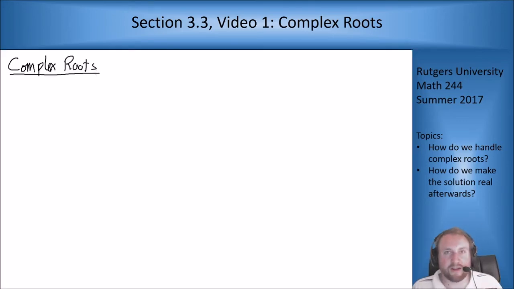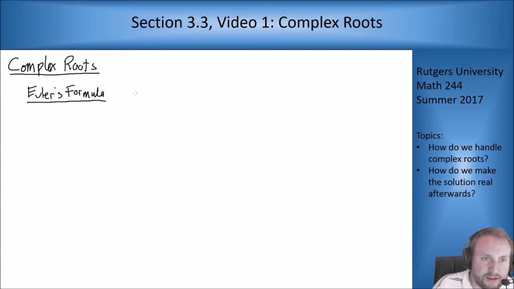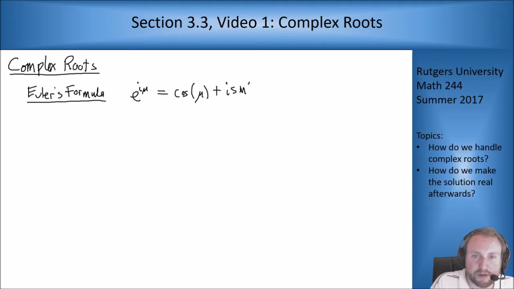There are two main facts that we're going to use in talking about complex roots for the characteristic equation. The first is discussed in the complex numbers video and is also covered in the book: Euler's formula. If I have the exponential of a complex number, say e to the i mu, where i is the imaginary unit and mu is some real number, so this is purely imaginary, this is equal to the cosine of mu plus i times the sine of mu.